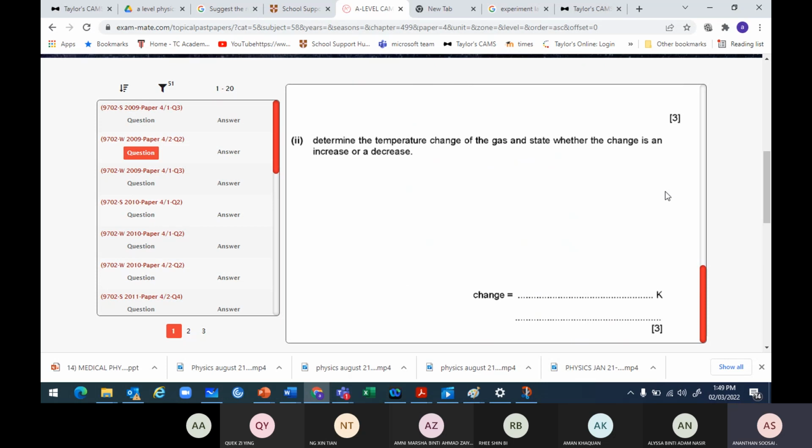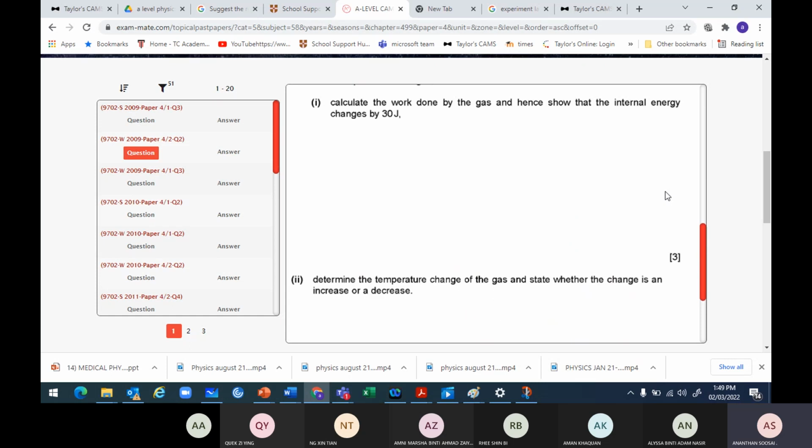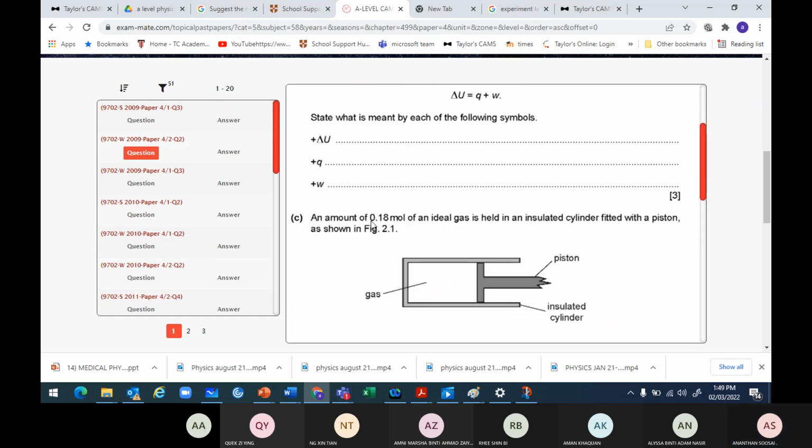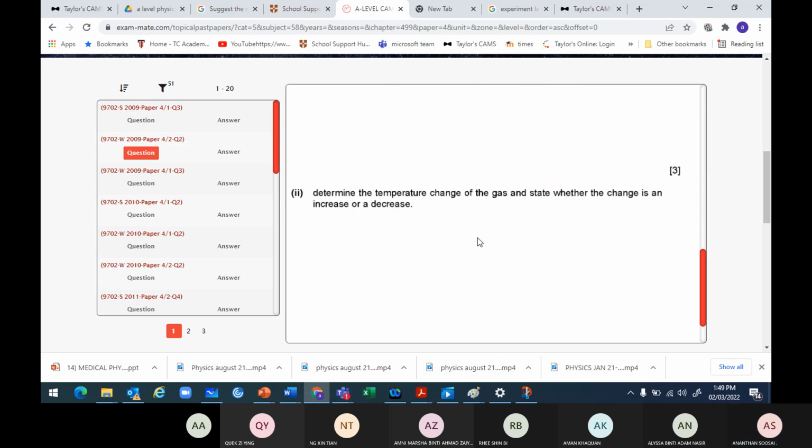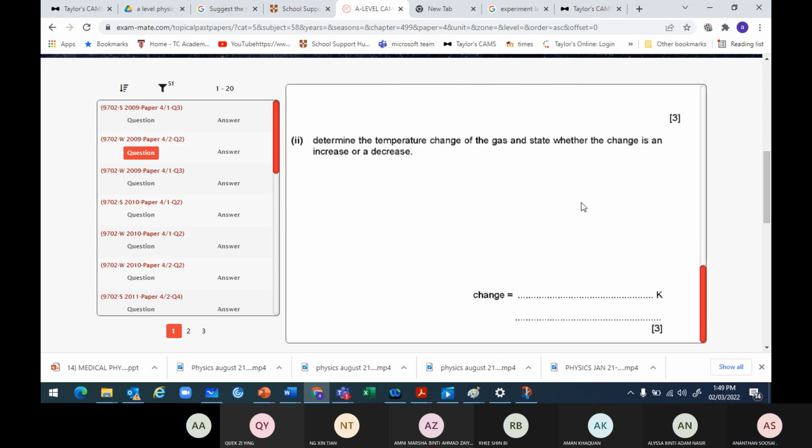Okay, next, assuming we know the rise in internal energy is 30 joule. 30 joule rise, but how many moles of gas? 0.18 mole of gas, 30 joule of internal energy rise. Determine the temperature change of the gas and state whether the change is an increase or a decrease. What is the change in the temperature of the gas? Is it an increase or decrease? How many Kelvin?